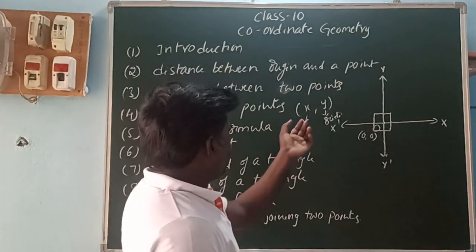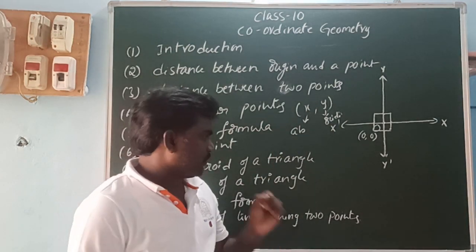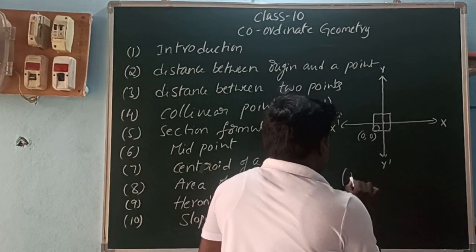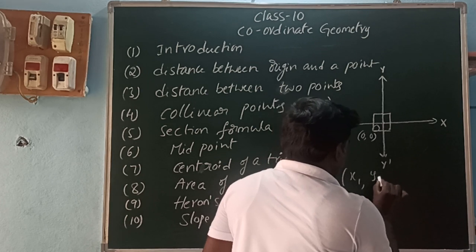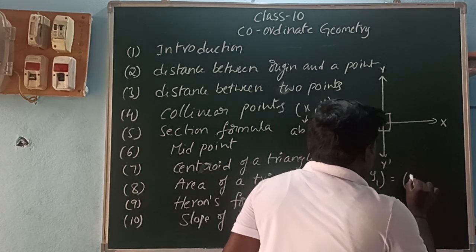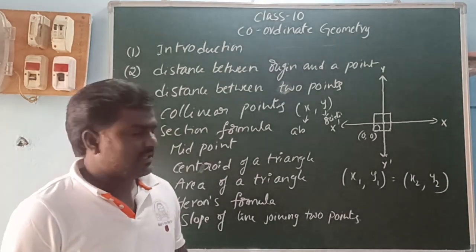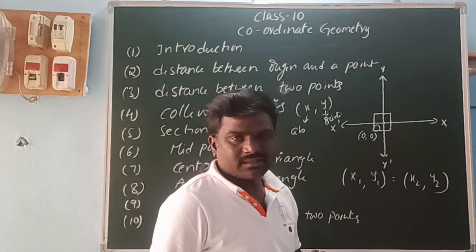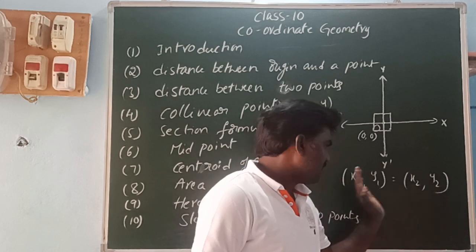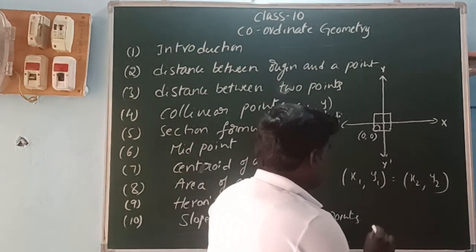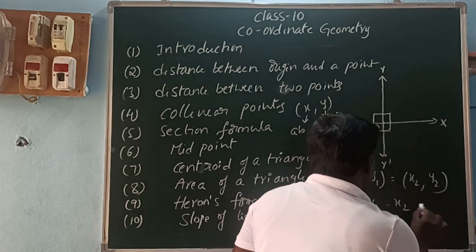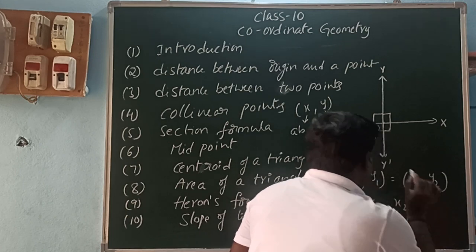Now, when any two ordered pairs are equal, (x1, y1) equal to (x2, y2), then their first coordinates are equal and their second coordinates are equal. So x1 equals x2, and y1 equals y2.